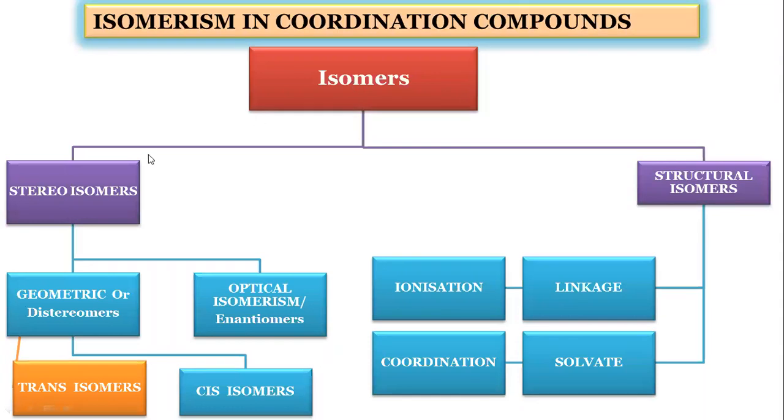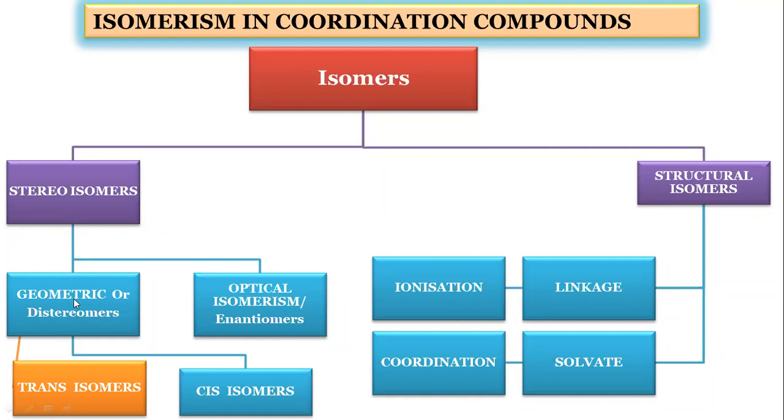So there are mainly 2 types of isomers. One is stereoisomers and another one is structural isomers. So we will discuss stereoisomers first. These stereoisomers are again classified into 2 types. One is geometric. Geometric isomers are also called diastereomers. Remember, this word may not be familiar to you, but for the board exam, the examiner particularly uses this word, diastereomers, because students know geometric.